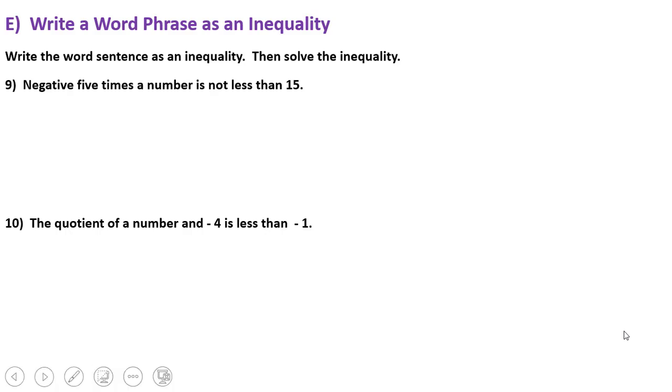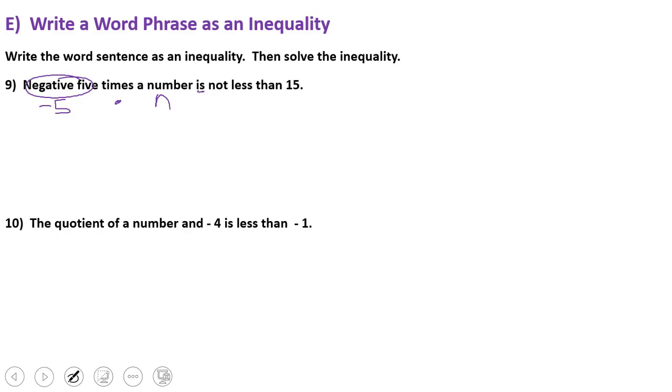So the first thing we're going to do is go back and read it a second time. And of course I like to mark my text to help me write my inequality. So -5, I can stop right there and circle that and say, well, that's -5 times, I'll use my times symbol, a number, well, I don't know what that is, so we're going to use n. You can use x, you can use any variable you want to represent your number, is not less than 15.